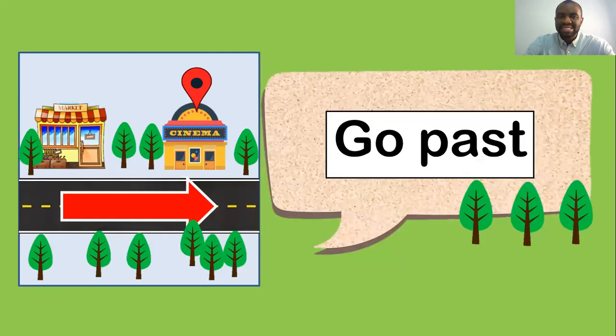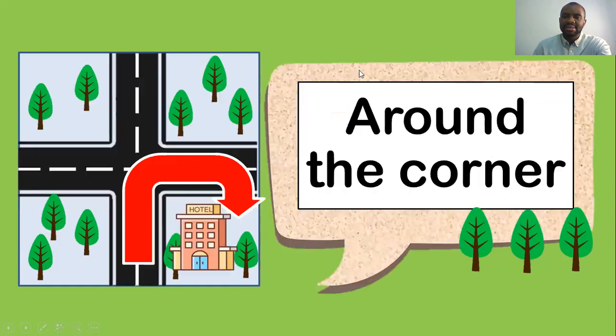Go past. To go to the cinema, we go past the market. And next is the cinema. Okay. To go to the cinema, we go past the market. Okay, around the corner. How do we go to the hospital?